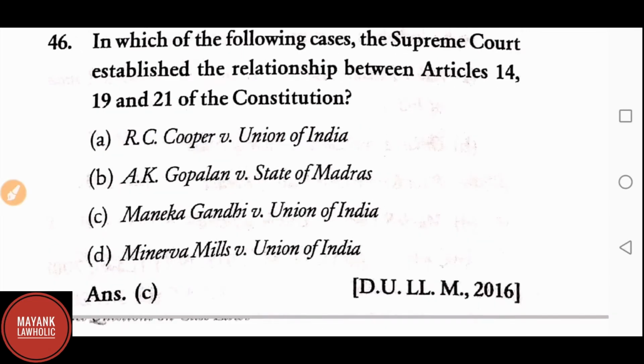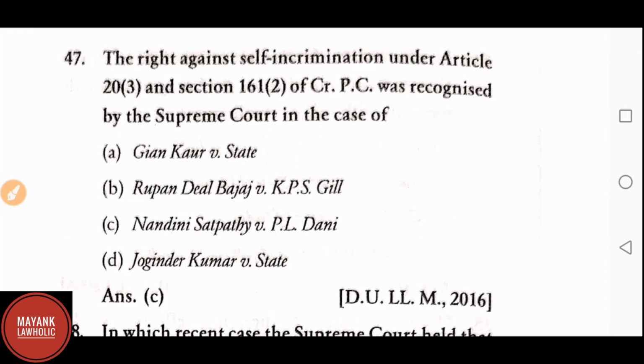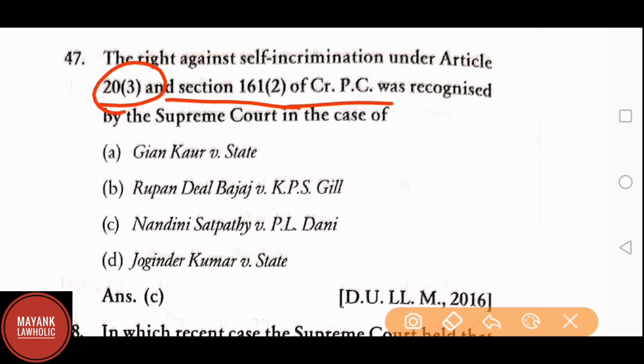Question number 46. In which of the following cases did the Supreme Court establish the relationship between Articles 14, 19 and 21 of the Constitution? Answer is C. Maneka Gandhi versus Union of India. Articles 14, 19 and 21 are also called the golden triangle of the Constitution. Question number 47. The right against self-incrimination under Article 20 Clause 3 and Section 161 Clause 2 of CrPC was recognized by the Supreme Court in the case of C. Nandini Satpathy versus P.L. Dani.